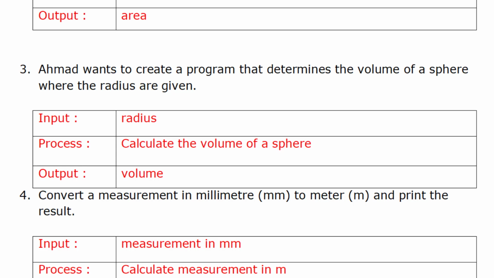You must search for the output first. What is the output? The output is volume. And what is the input? The input from the question is the radius. So from the radius, you have to calculate the volume of the sphere. This is the process. So the input is radius, the process is calculate the volume of sphere, and the output is volume.